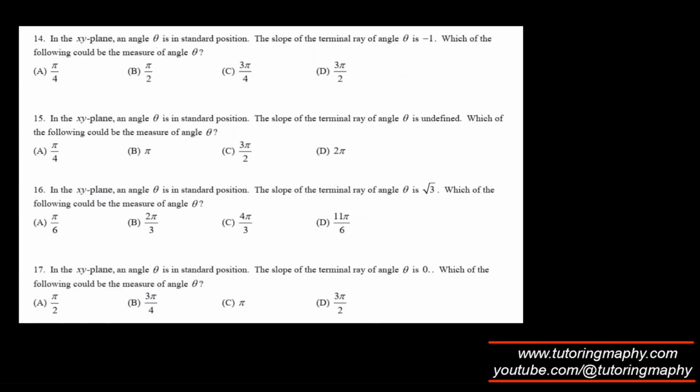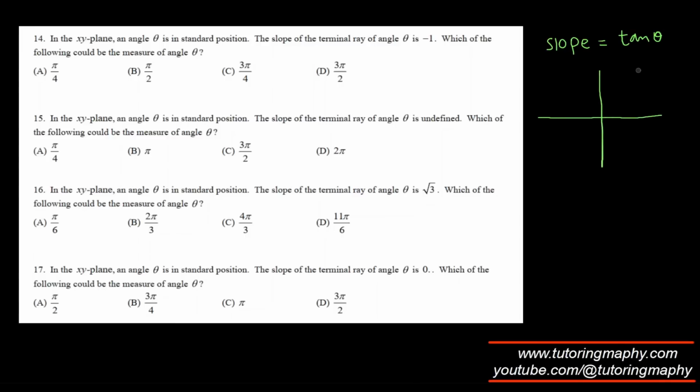Okay, here we are given a theta in standard position. The slope of the terminal ray is -1, which means that tan of theta is, okay, I'll talk about that in a minute. Which of the following could be the measure of the angle? I'm not sure if you know this already, but the slope of an angle in a standard position is nothing but the tan theta. Right, I can prove this.